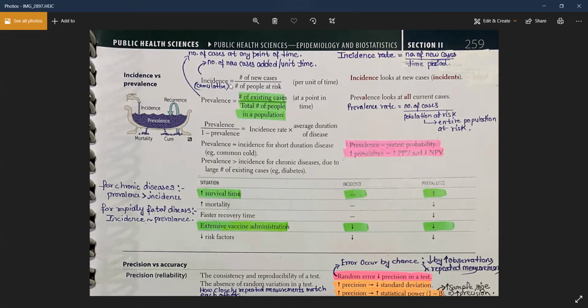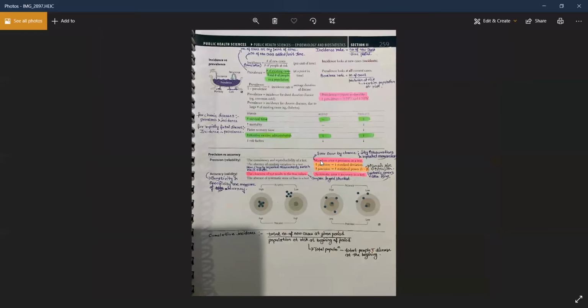900? Exactly. You will always take all the people at the very start of the study. So whenever Step 1 gives you a question of incidence, don't forget you should take the people at risk at the very start of the study, not at the end of the study, because that's when your study has already started. Don't forget this thing.